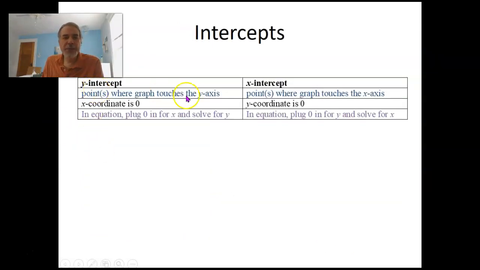So a y-intercept is a point where the graph touches the y-axis, its x-coordinate is 0, and you can find it from the equation by plugging 0 in for x and solving for y. An x-intercept is a point where the graph touches the x-axis. The y-coordinate is 0, so from the equation, you can plug in 0 for y and solve for x to find x-intercepts.